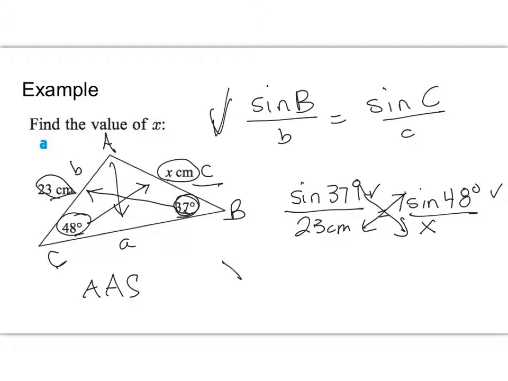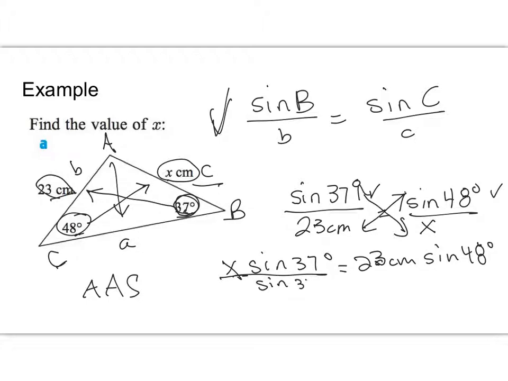Okay, so x times the sine of 37 degrees equals 23 centimeters times the sine of 48 degrees. And now I want to isolate x, so then I'm going to divide by the sine of 37 degrees. Well, I have to divide this side by the sine of 37 degrees as well. You should do this all in one step in your calculator so you don't get a rounding error. So because you're doing this in one step in your calculator, you need to protect the top part of your fraction by putting parentheses around it.